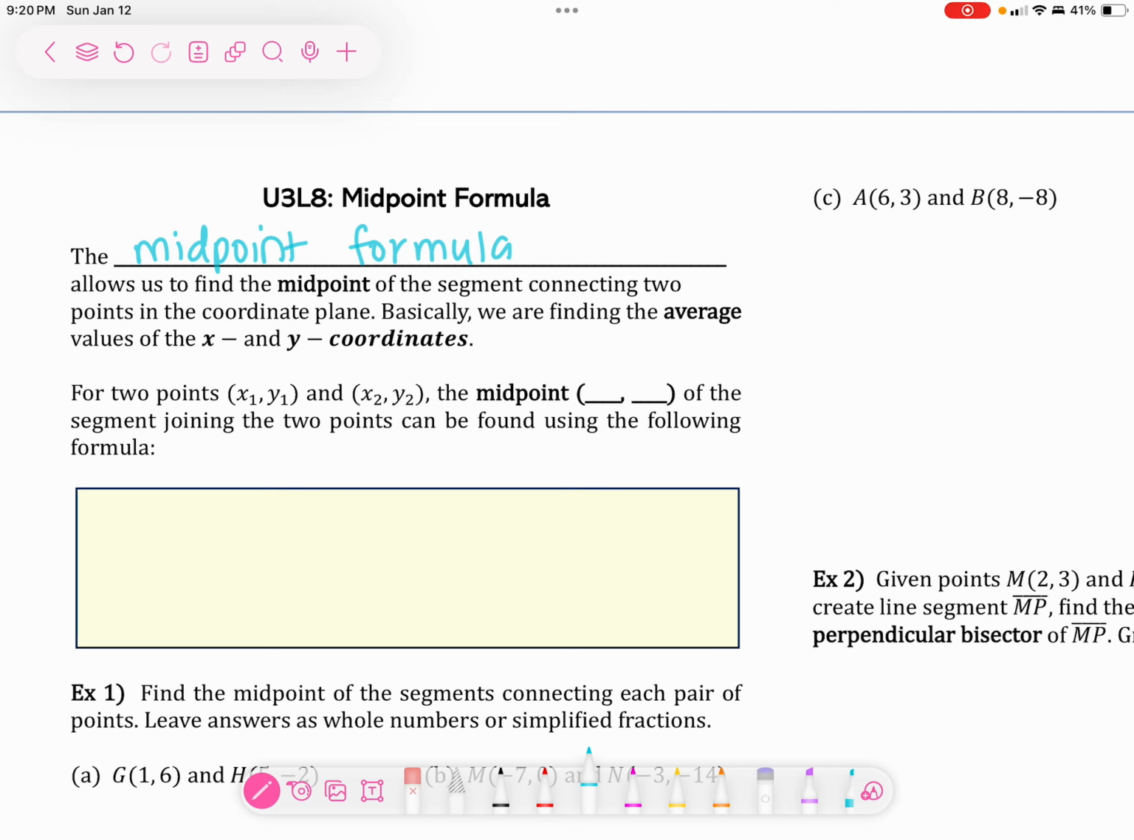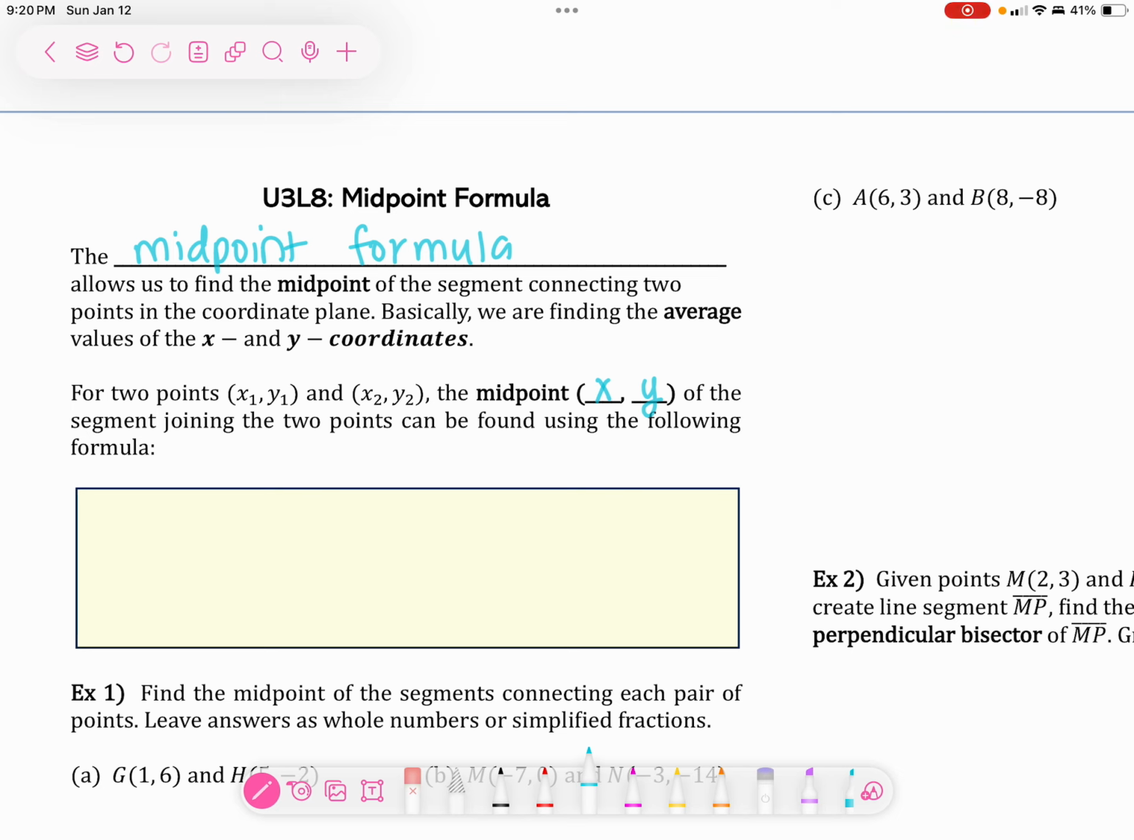But now what we're going to talk about is how to find the midpoint when you have x and y coordinates. So basically, you're finding the average values of the x and y coordinates. So for 2 points, x1, y1, and x2, y2, the midpoint, which is another point, x, y, of the segment joining those 2 points can be found using the following formula.